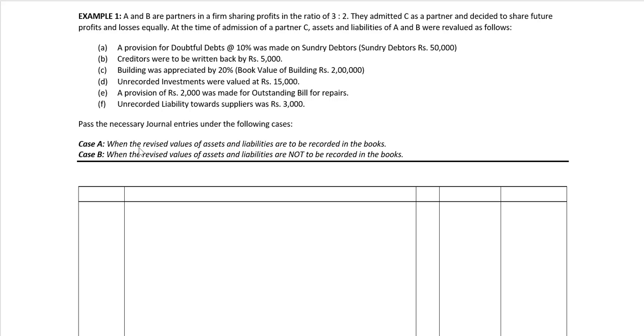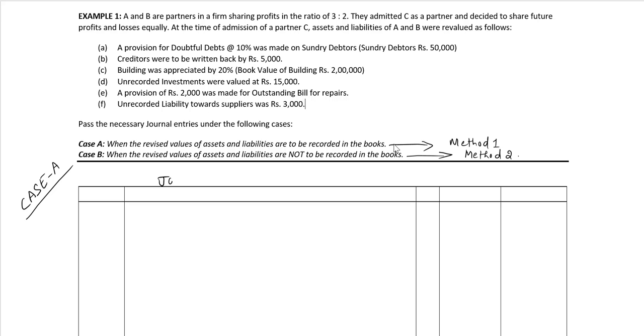Case A says, when the revised values of assets and liabilities are to be recorded in the books, and case B says, when the revised values of assets and liabilities are not to be recorded in the books. So now we can find out that for case A, we need to use method 1, and for case B, we need to use method 2. We'll first solve the sum under case A.